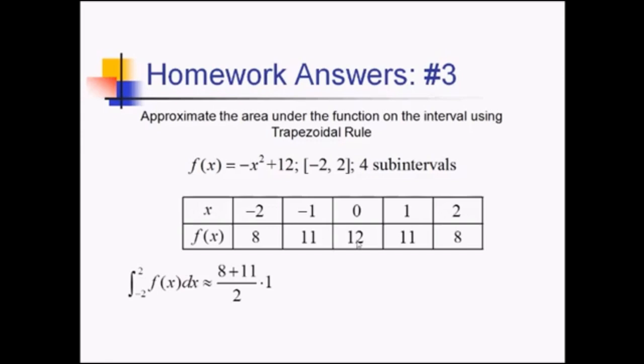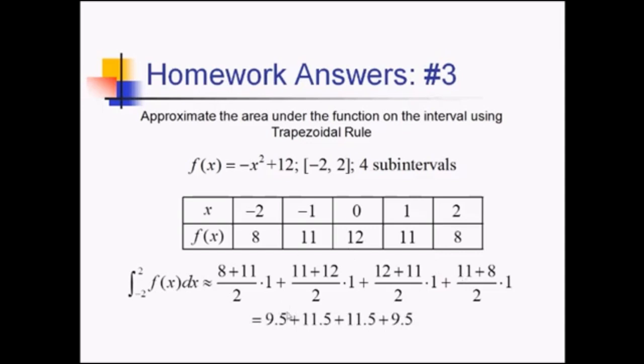And now for the next one, we've got 11 plus 12 over 2 times 1, then 12 plus 11 over 2 times 1, and 11 plus 8 over 2 times 1. Going through and simplifying a little bit more, this is 19 over 2, so that's going to be 9.5. This is 23 over 2, which is going to be 11.5, another 11.5, another 9.5. 9.5 and 11.5 is going to be 21. We've got 2 of those all together, so that's 42.